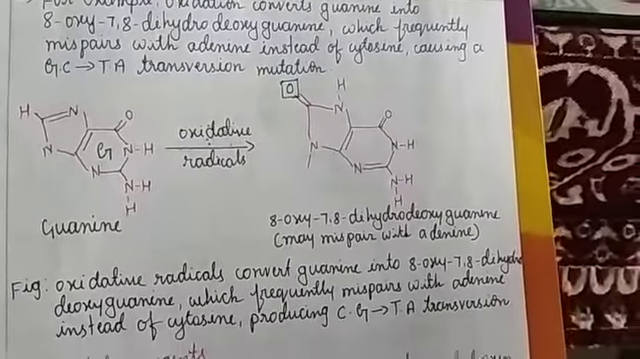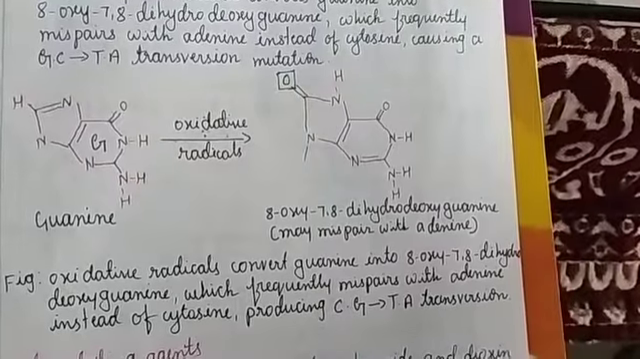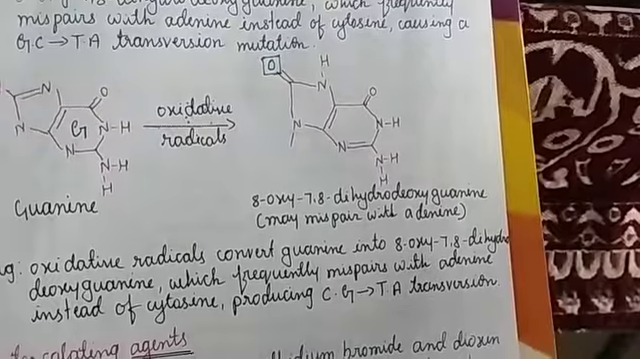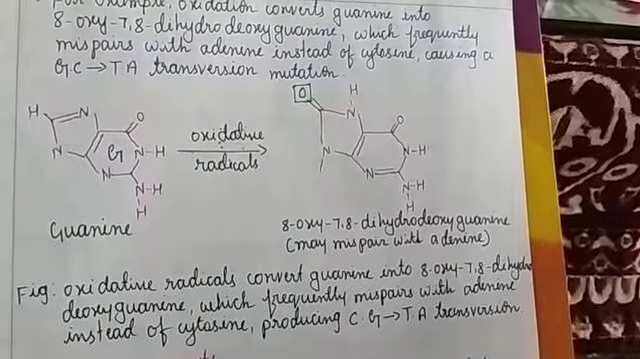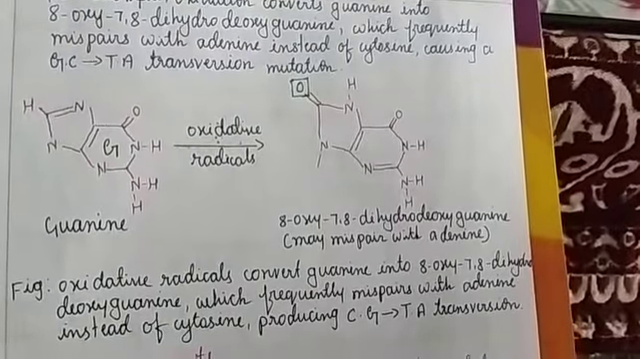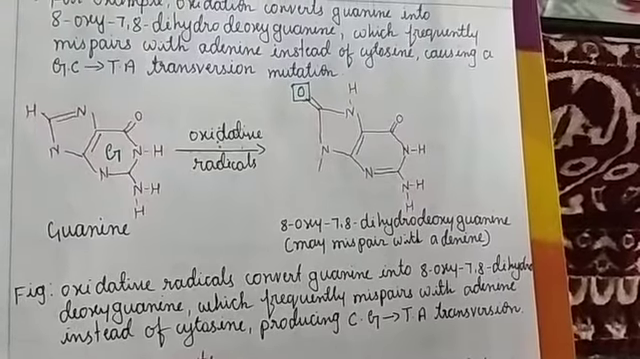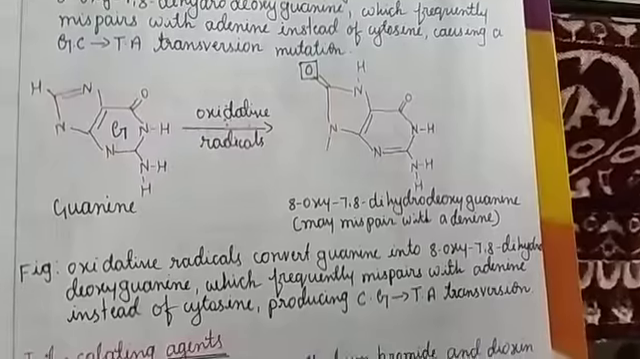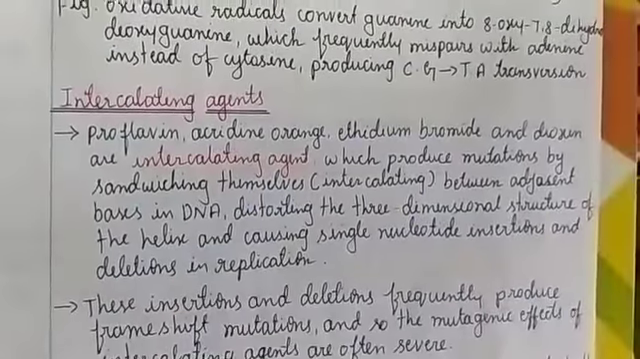See here, when guanine reacts with oxidative free radicals, it forms 8-oxy-7,8-dihydrodeoxyguanine, which may mispair with adenine. Okay.